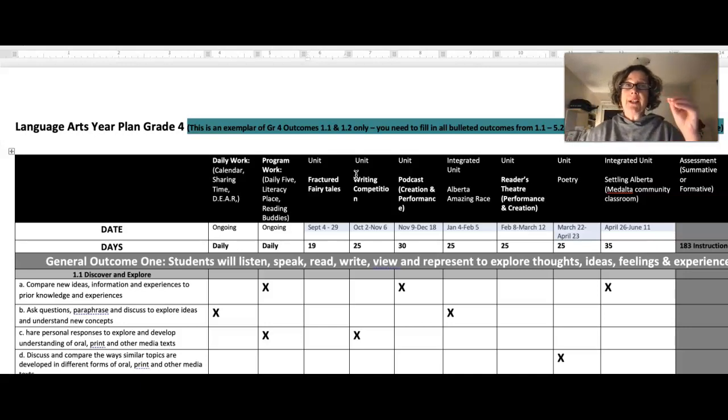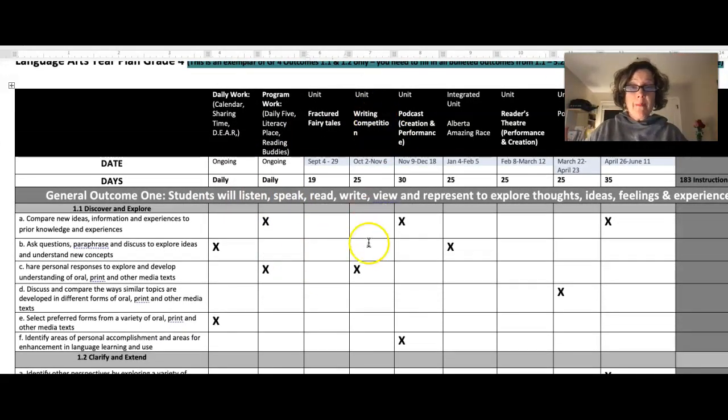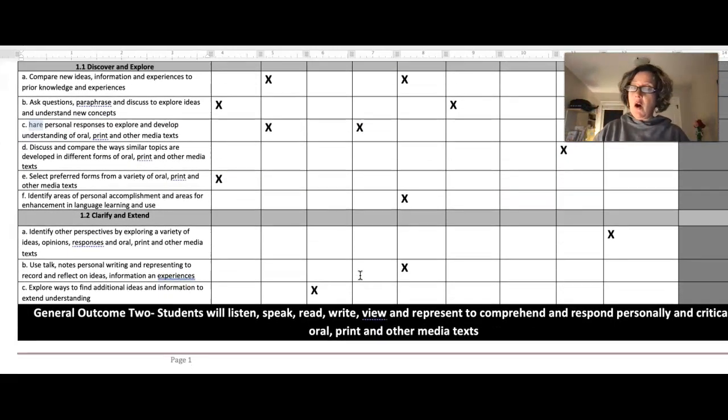You just have to tell me that you understand that Fractured Fairy Tales, bad example, that writing competition will fulfill personal responses. Wow. Have personal responses. That could be fun. So the writing competition is the best one to fulfill that particular objective. Okay, so then you just go through all of these.